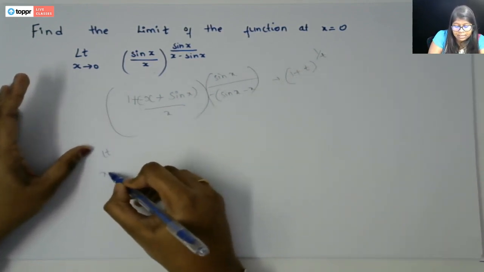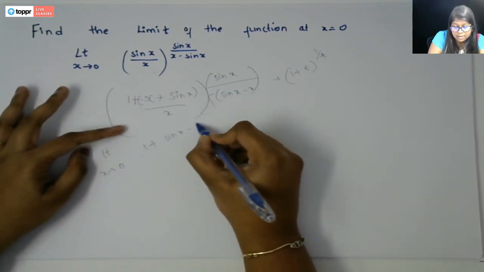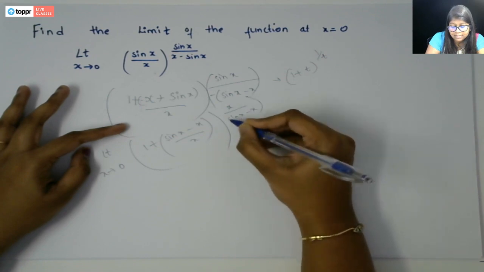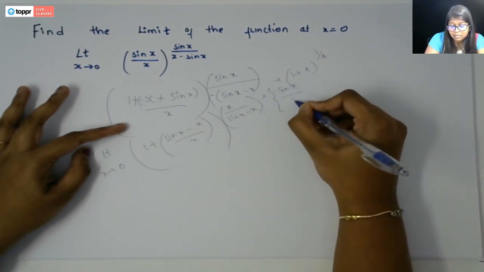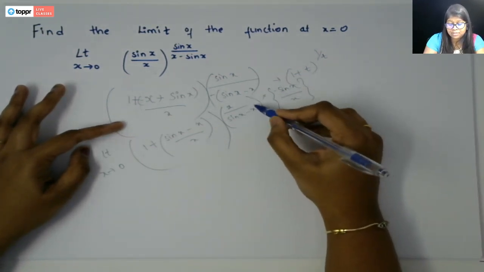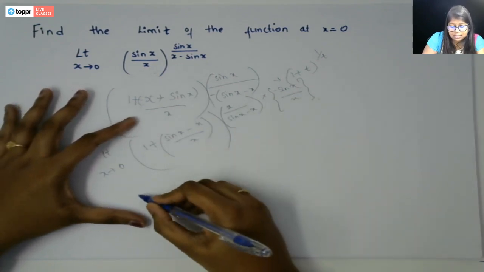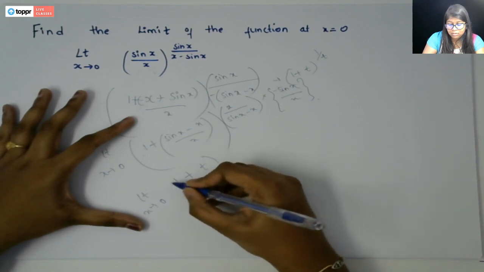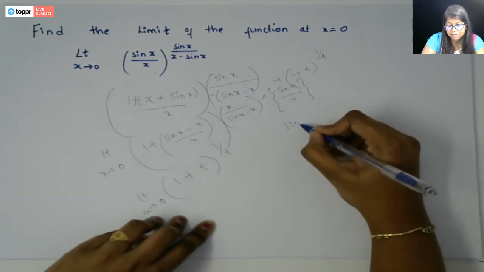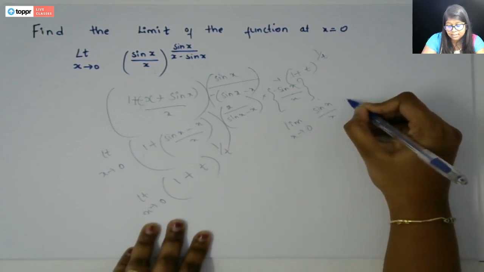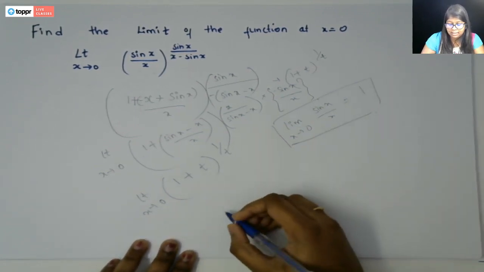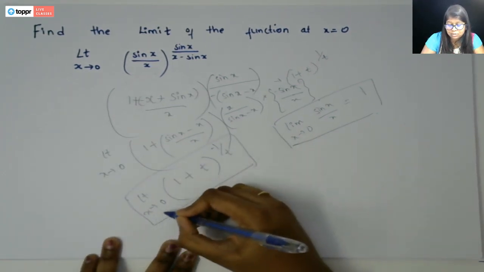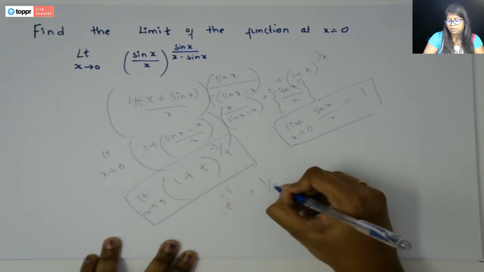So for limit x tends to 0, (1 plus (sin x minus x) by x) whole power, this is nothing but we can also write x by (sin x minus x) into minus sin x by x. We have just multiplied and divided by x here. So it is in the form of (1 plus t) whole power 1 by t, and for limit x tends to 0, sin x by x is anyway 1. This we already know. So this is nothing but e power minus 1, which is nothing but 1 by e. I hope this is clear.